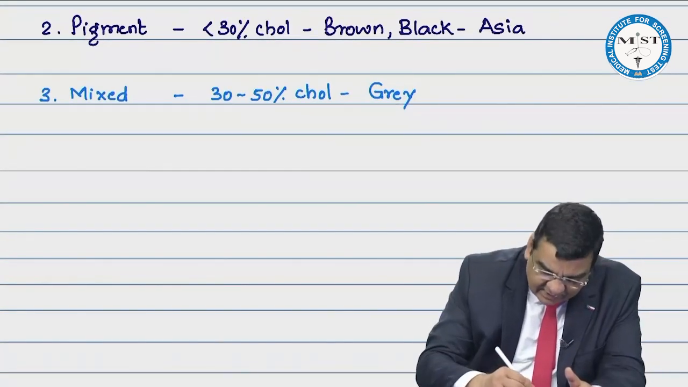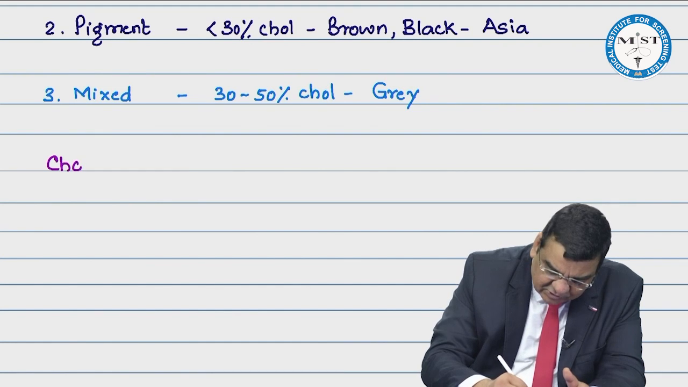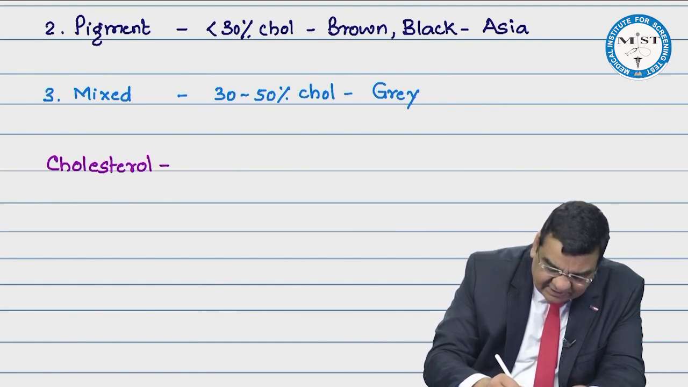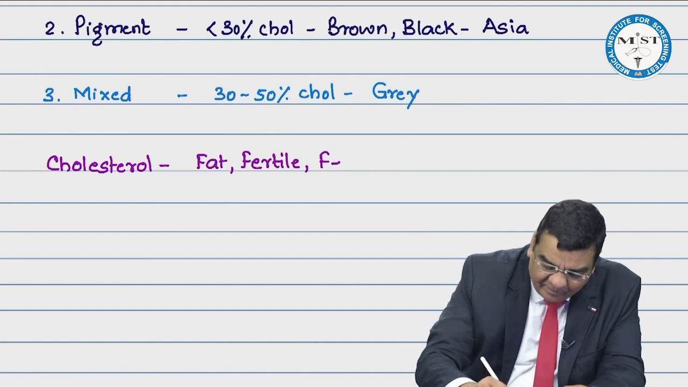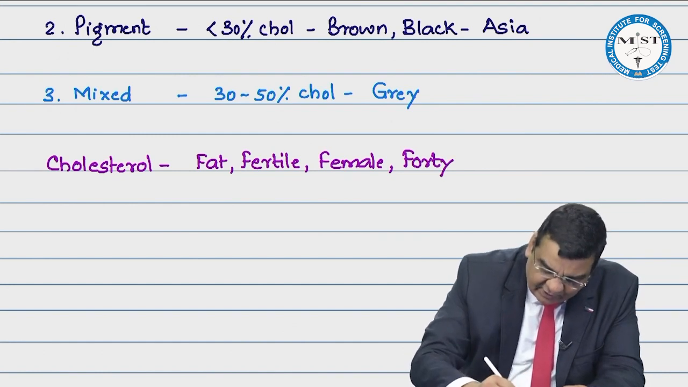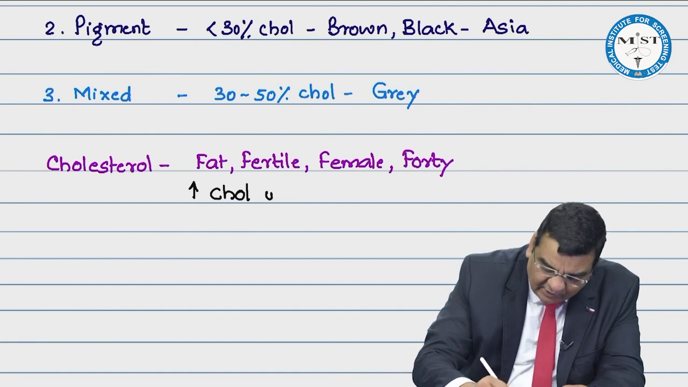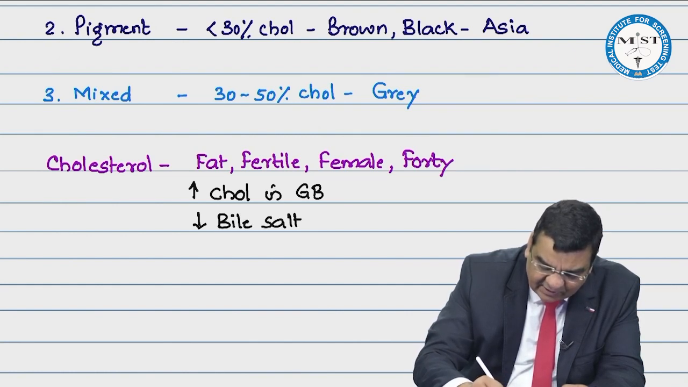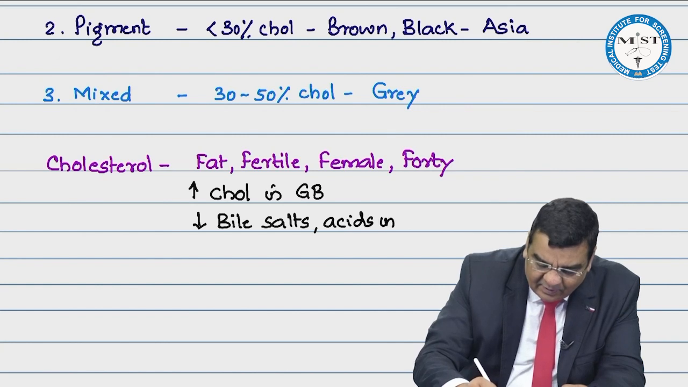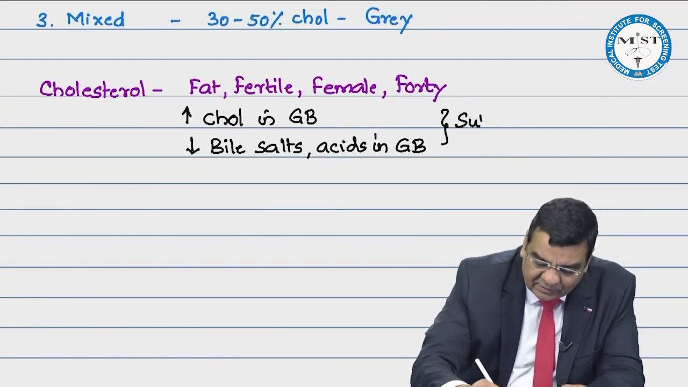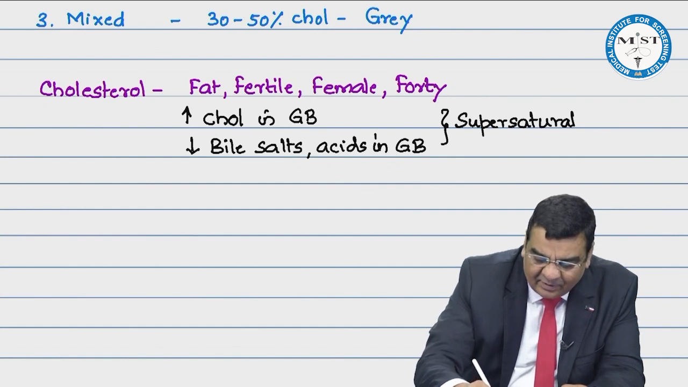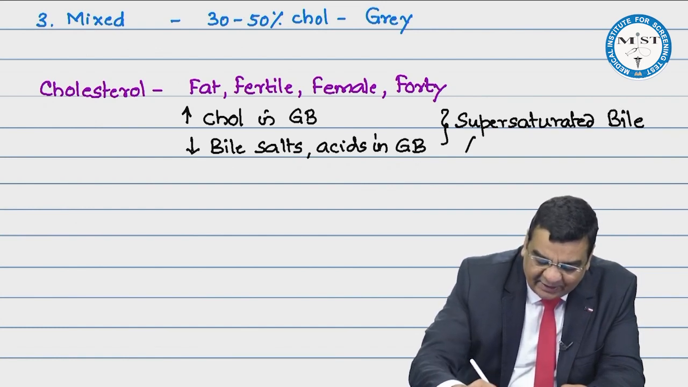Let's take a look at the process of formation of these stones. For example, if we start with the discussion of cholesterol stones, they are commonly seen in fat, fertile, female, 40. Moral of the story, if there is increased cholesterol inside the gallbladder, or decreased bile salts and acids inside the gallbladder, such a bile is called supersaturated bile. This is also called lithogenic bile.